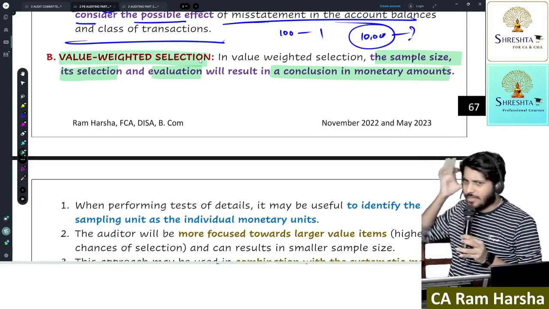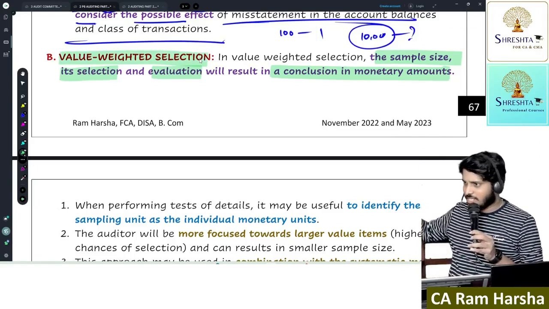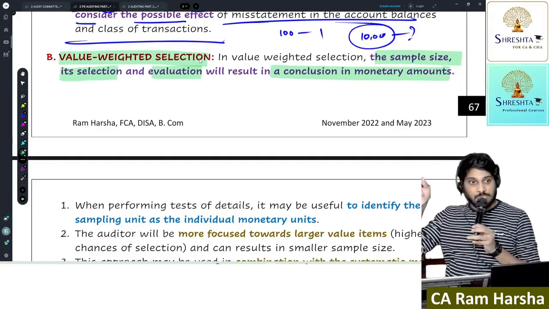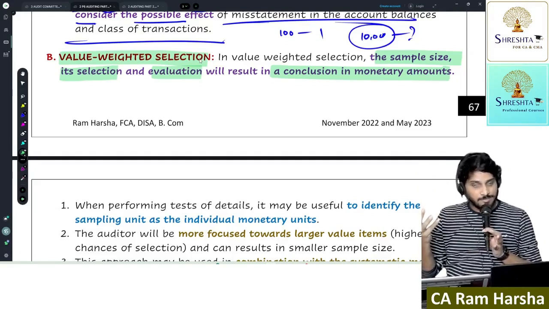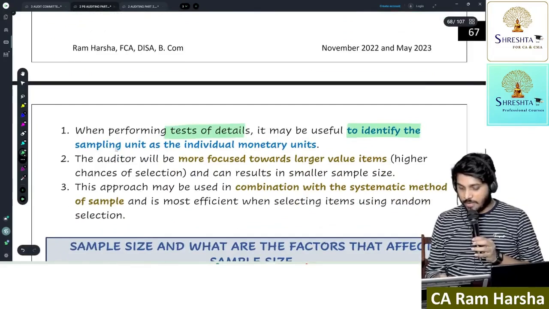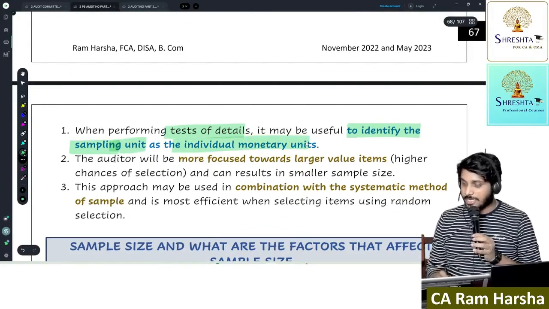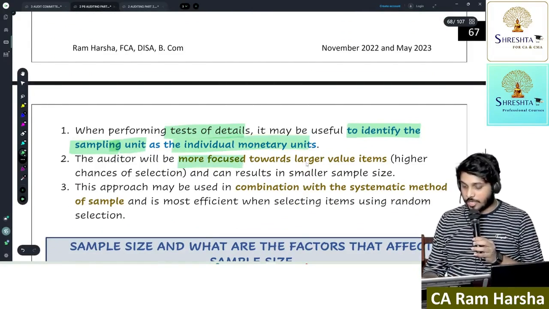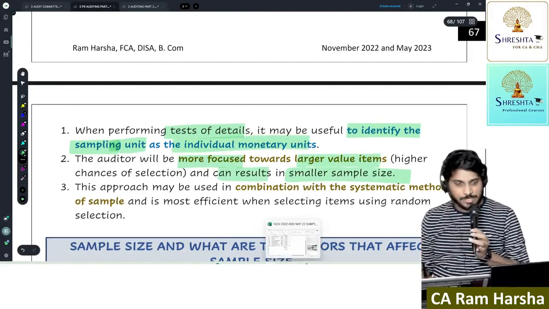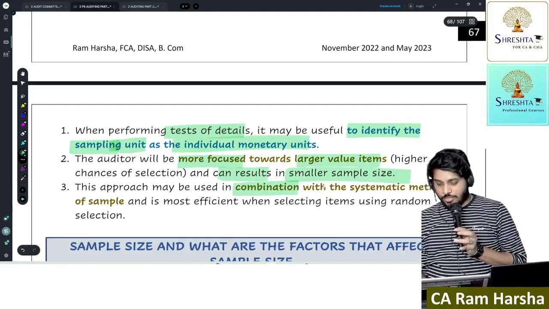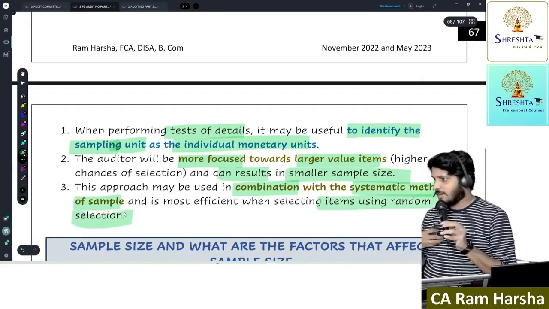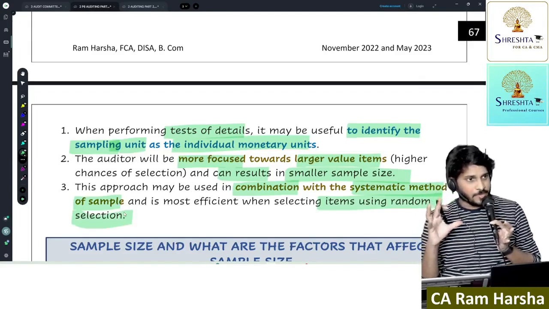We are giving high weight to which items? Large items or small items? Large items. You see, that's why there were only 6 large items, and all the 6 were selected. Yes or no? You see, when performing test of details, it is better to identify the sampling unit as a monetary unit. The auditor will be more focused on large value items because they can result in a smaller sample size. The approach can be used in combination with the systematic method as well as random selection. Generally we apply stratified selection. Generally we apply stratified random.